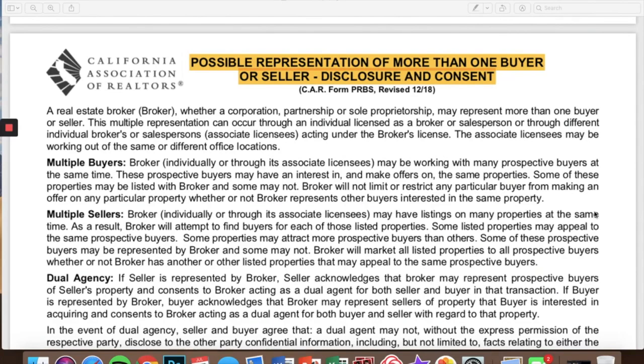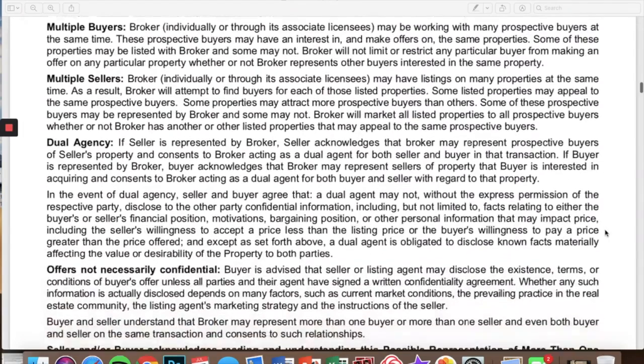Lastly, this notes that your client's offer is not necessarily confidential unless you use a confidentiality agreement. This means that the listing agent can potentially share details of your offer with other people. So just something to think about when you're putting an offer together.